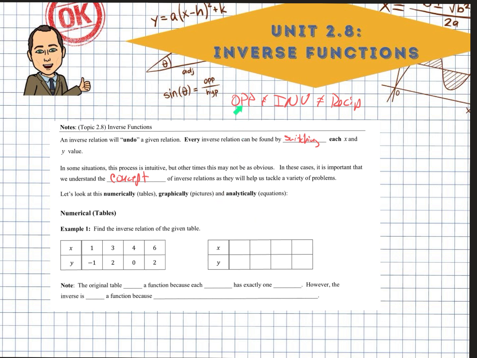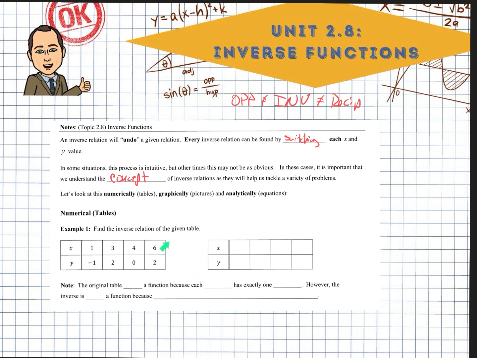Now, opposite means you just change one sign from positive to negative or negative to positive. A reciprocal means the denominator and the numerator get flipped. An inverse just means you simply switch your x's and y's. So if I'm giving you this table with x having 1, 3, 4, and 6 and y with negative 1 over to 2, what would the inverse of that relation be? Now, a relation is just a set or a group of ordered pairs. What would this table look like if this were the inverse?